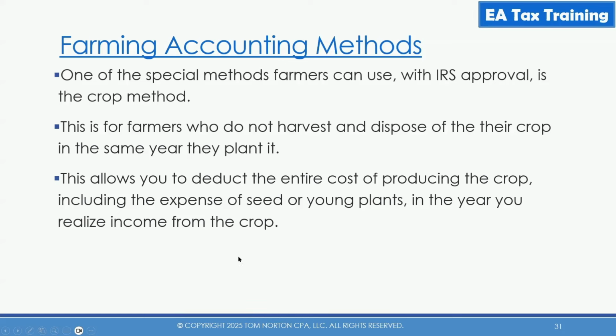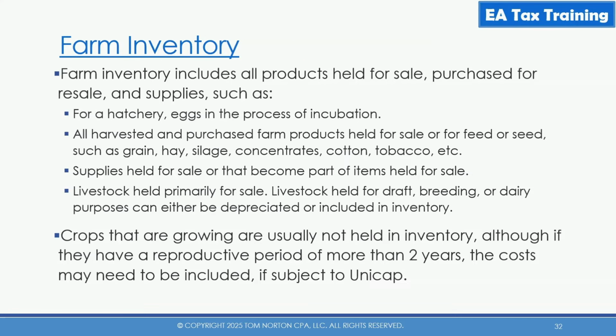What this crop method allows the farmer to do is to deduct the entire cost of producing the crop, including the expense of seed or young plants, in the year you realize the income from the crop. So it allows you to match the income with the expense. So you have the expense in one year. If you want to, under the crop method, you can hold off and not report those expenses until you realize the income in the future year.